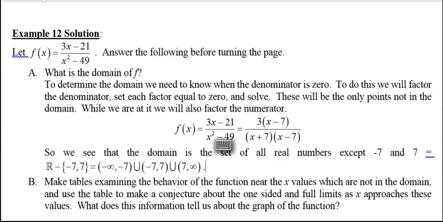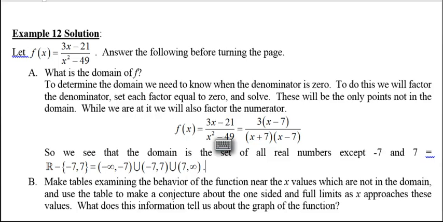In interval notation, if we had to do that, we go negative infinity to negative 7, union, negative 7 to 7, union, 7 to infinity, and notice we've skipped over 7 here and negative 7 here. I like this first notation a lot better. It's a lot more compact, particularly when you're writing several points that have to be eliminated.